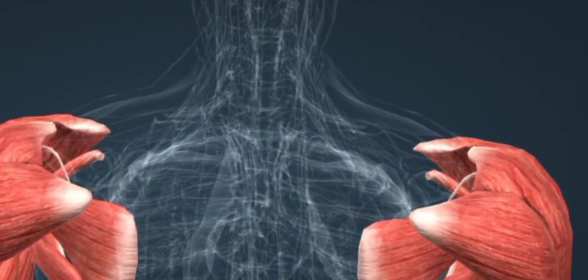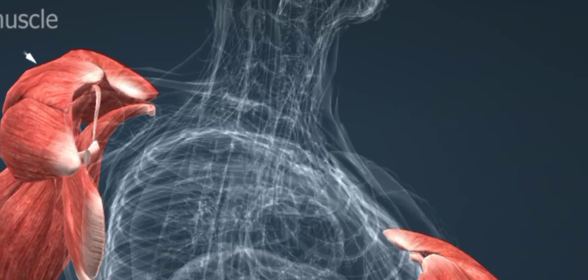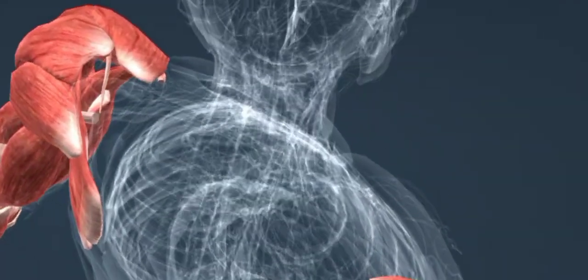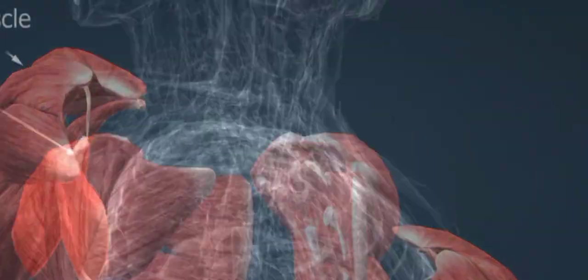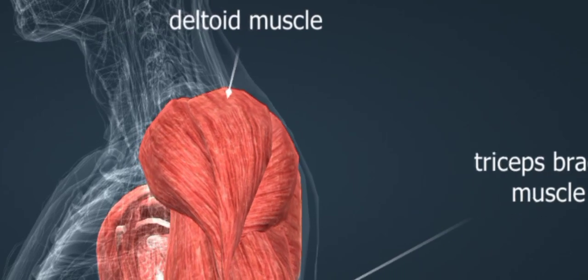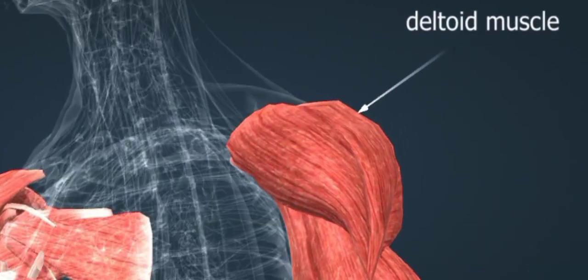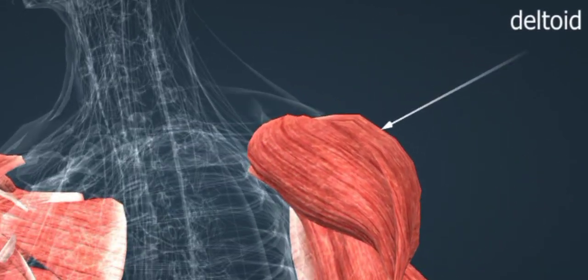The deltoid muscle plays a crucial role in many upper body movements and is important for lifting, pushing, and stabilizing the shoulder joint. It is commonly targeted in strength training exercises like shoulder presses and lateral raises.